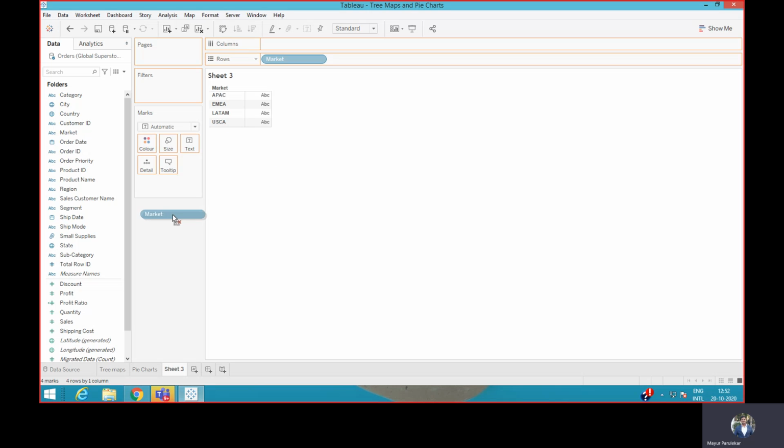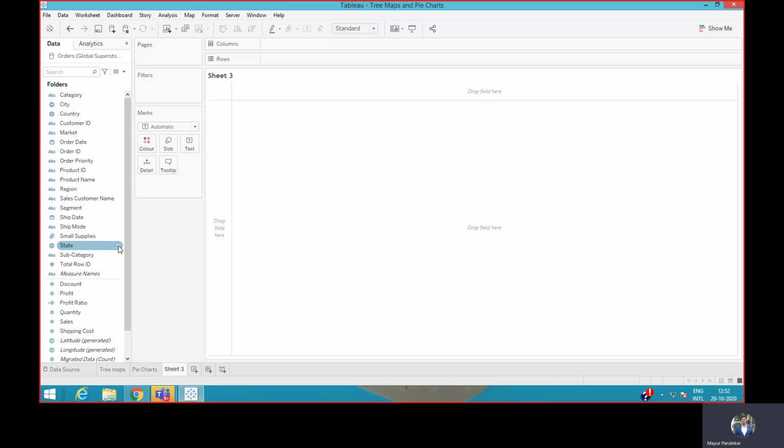Okay, now the most important thing when it comes to tree maps is that no dimension or measure is actually added to the columns. All right, so you create tree maps directly from the marks card. Have a look at how I'm going to proceed. I take market and place market on color, and what I see is basically four colors, and these four colors represent Asia Pacific, Europe and Middle East, Latin America, and USA.